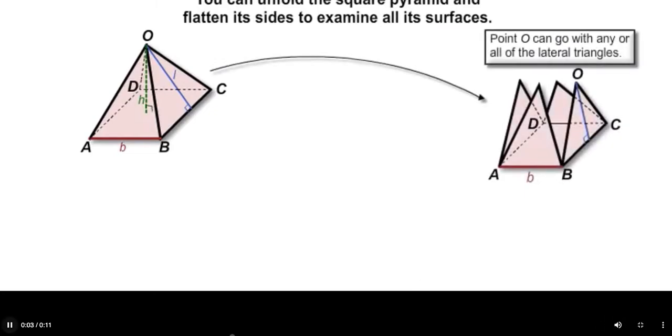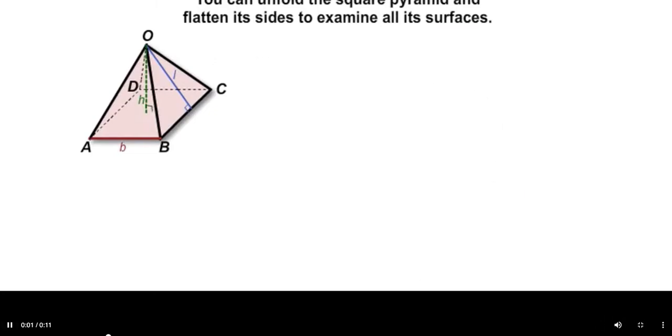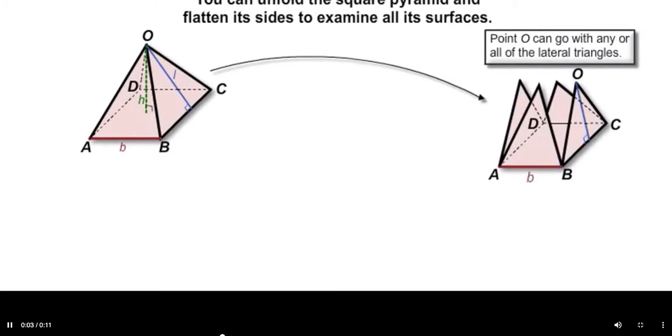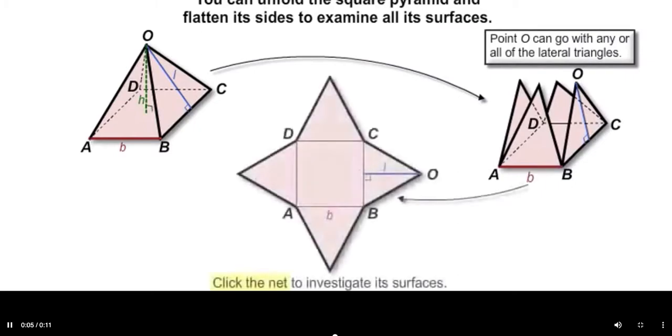Examine all its surfaces. You can unfold the pyramid and flatten its sides to examine all its surfaces. Point O can go with any or all of the lateral triangles. Click the net to investigate its surfaces.